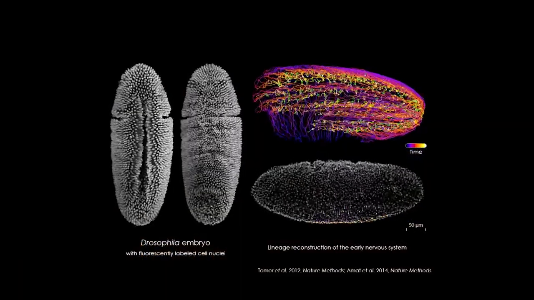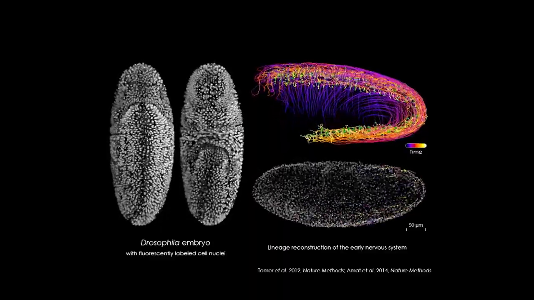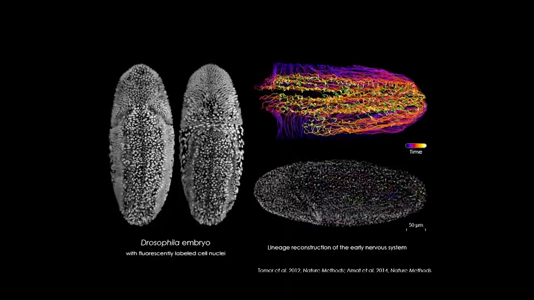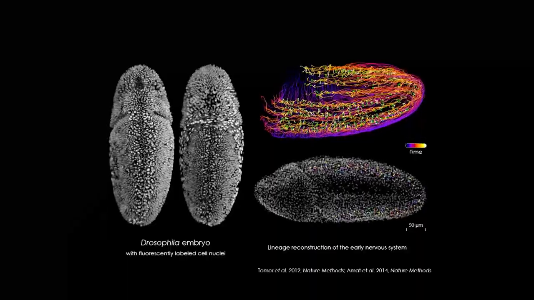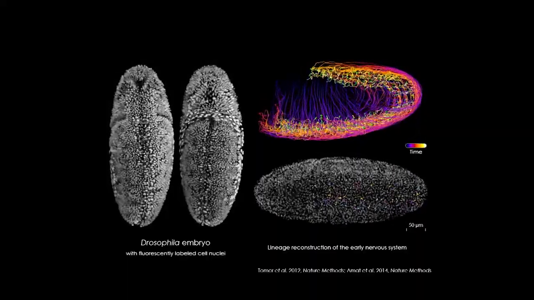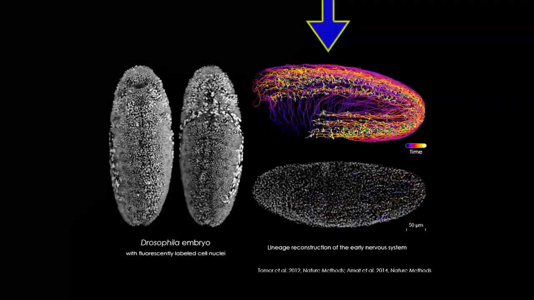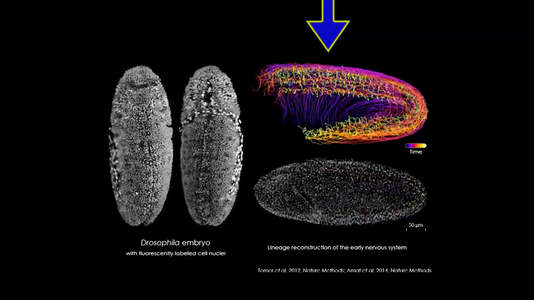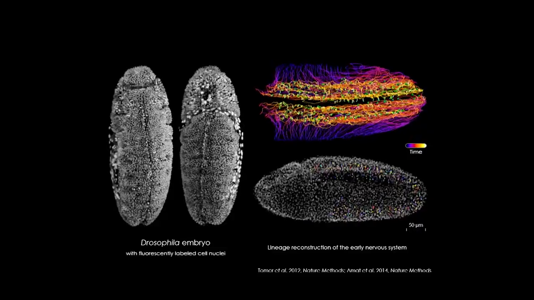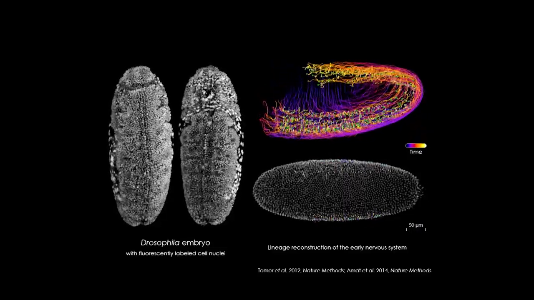What you can see here is a live imaging experiment with a nuclear-labeled Drosophila embryo going through embryogenesis. And we can basically follow all of the different cells as they move and divide, and specifically reconstruct the formation of the early nervous system. This structure is the equivalent of the vertebrate spinal cord that's being formed here. So we have this lineage reconstruction and the morphodynamic building plan of the early nervous system.